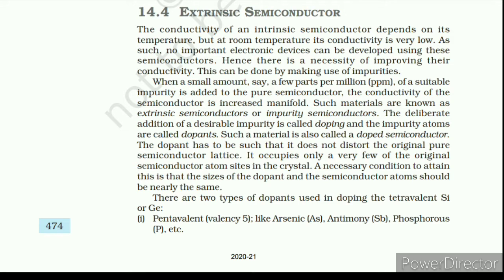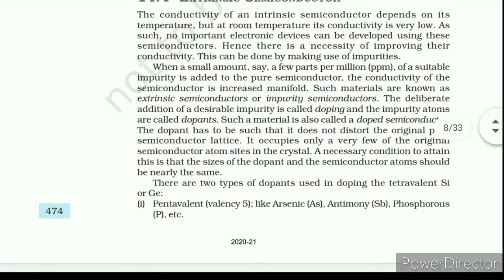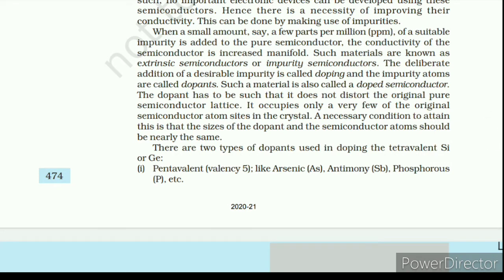As a result, the ionization energy required to set this electron free is very small, and even at room temperature, it will be free to move in the lattice of the semiconductor. For example, the energy required is 0.01 electron volt for germanium and 0.05 electron volt for silicon, to separate this electron from its atom. This is in contrast to the energy required to jump the forbidden band at room temperature in the intrinsic semiconductor.